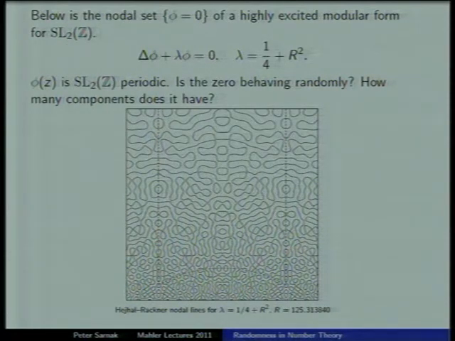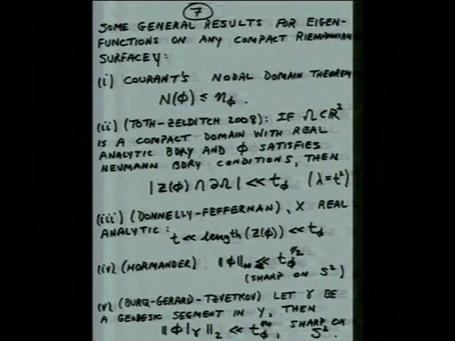Anything local is much easier to study than something like the number of components, which is global. Anyway, the length is bigger than a constant times t, where t is the square root of the eigenvalue. So I'll use the parameter t as the basic parameter. It's bigger than a constant times t and less than another constant times t. That's a conjecture of Yau that's always true. It's not known in general, but in the real analytic case it was solved, a long time ago, by Donnelly and Fefferman.